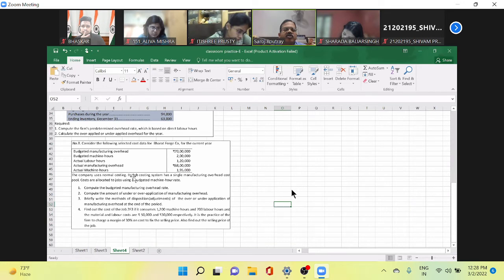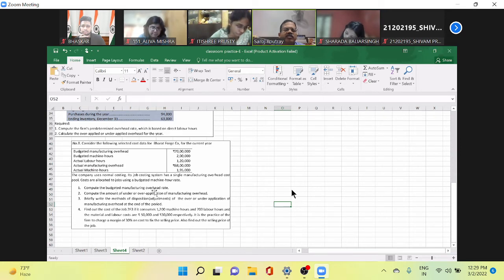The company uses normal costing, that is traditional costing. Its job costing system has a single manufacturing overhead cost pool. Costs are allocated to jobs using a budgeted machine hour rate. Machine hour is the basis. Compute the budgeted manufacturing overhead first. I don't know whether you have to compute it. It is already given there.